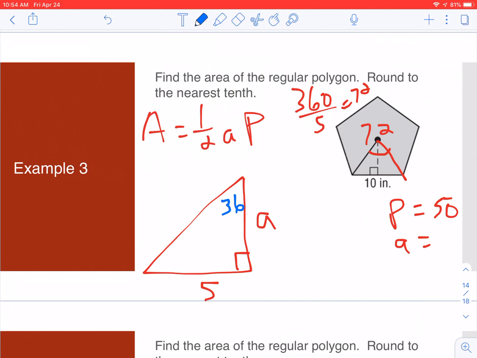Okay, so I know that this side is opposite of 36. And I know that this side is adjacent. So opposite over adjacent is tangent. Tangent of 36 equals 5 over, I'll put A for the apothem. Okay, what I like to do is put this over 1.